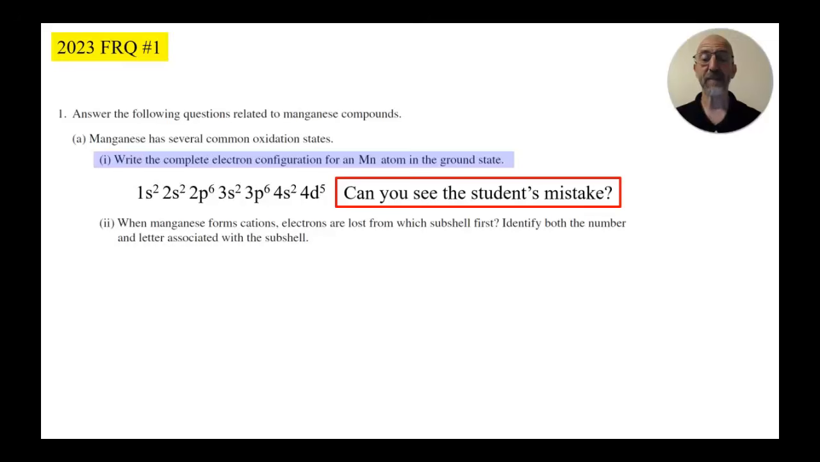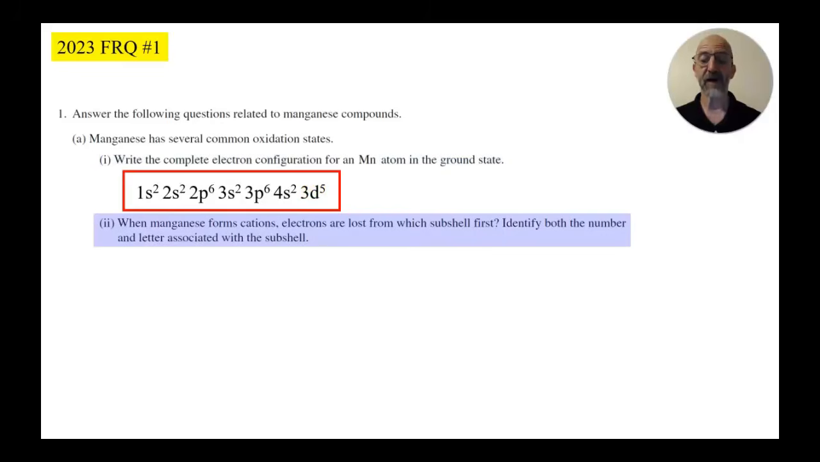So the mistake that they made is in that D sublevel, that should be 3d, not 4d. So the correct answer is 1s2, 2s2, 2p6, 3s2, 3p6, that was fine, but then 4s2, 3d5.